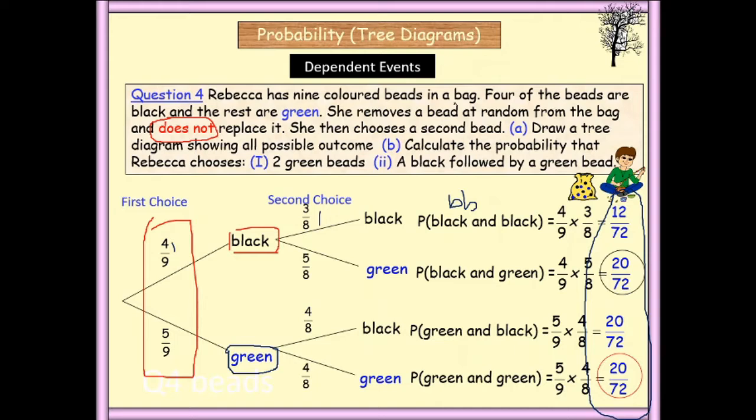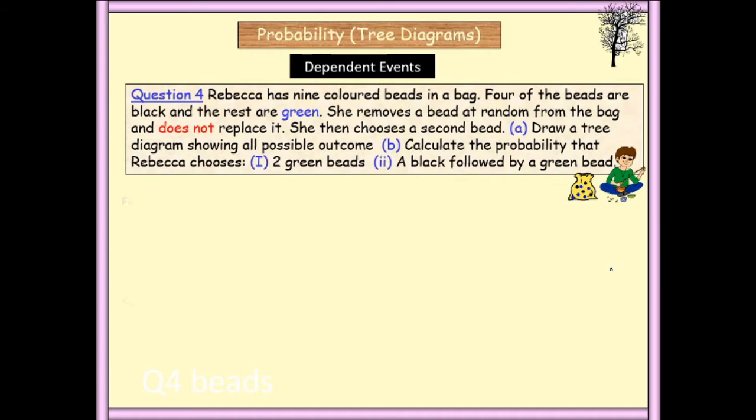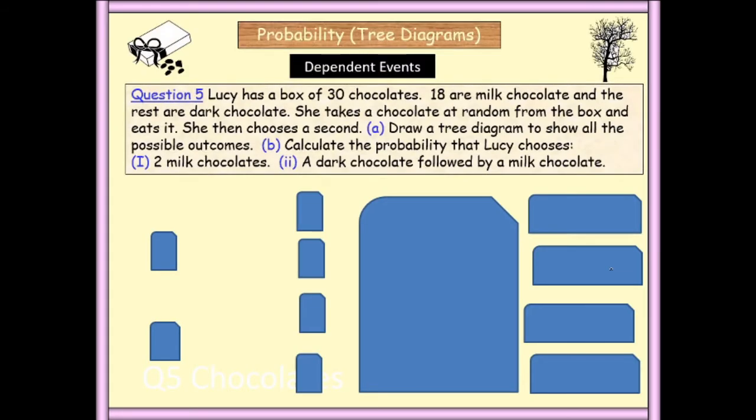Okay, let's actually deal with the questions. Calculate the probability Rebecca chooses 2 green beads. So green, green, it has to be the bottom one, which is 20 out of 72. And the second one is a black one, followed by a green one. Okay, which again is 20 out of 72. Same one again.